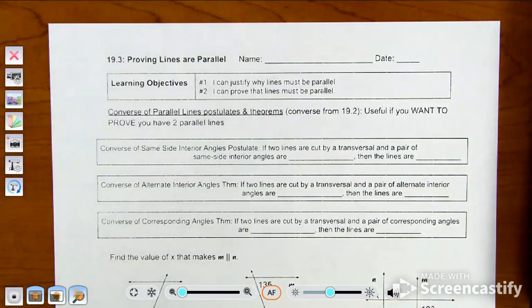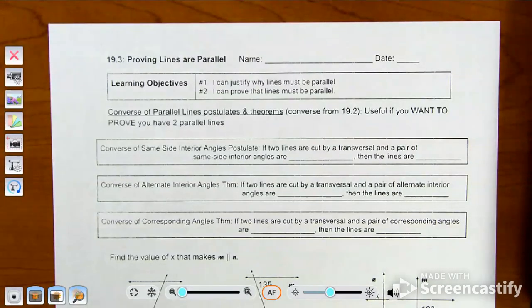Welcome. Today we're going to explore different strategies to prove that lines are parallel. The methods we're going to be using are the same postulate and theorems that we've been talking about for the last couple of days. Basically, we're going to take what we know: if we have parallel lines, certain angles have to be congruent or certain angles have to be supplementary, and we're going to reverse the order of that information.